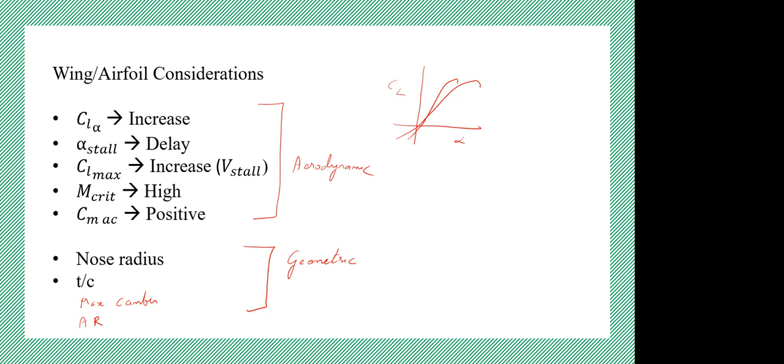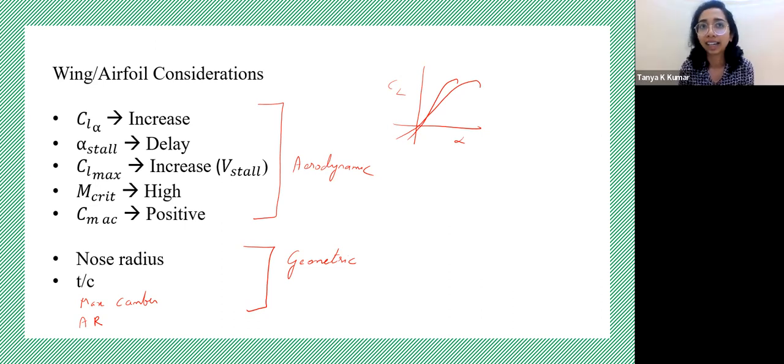T by C, P by C, it does not directly affect. What parameter directly affects is the aspect ratio. I think this was discussed in the week 4 lectures by sir.